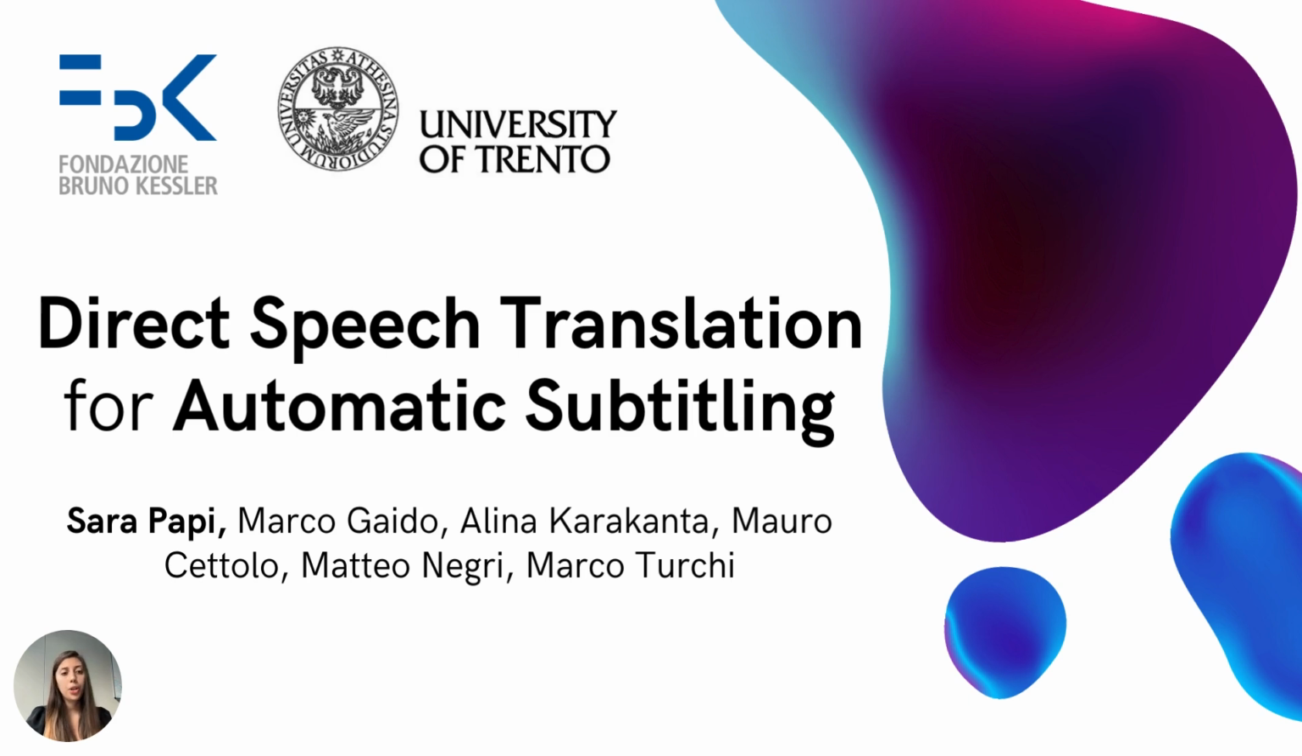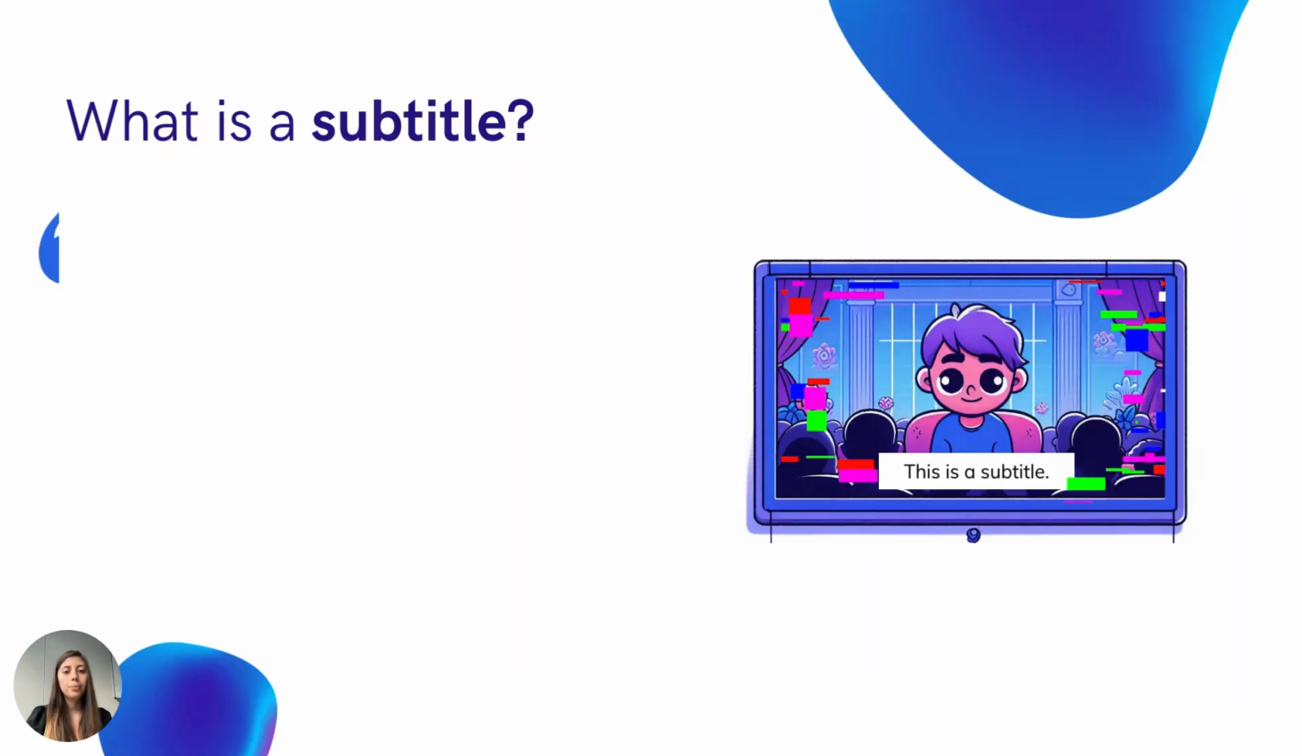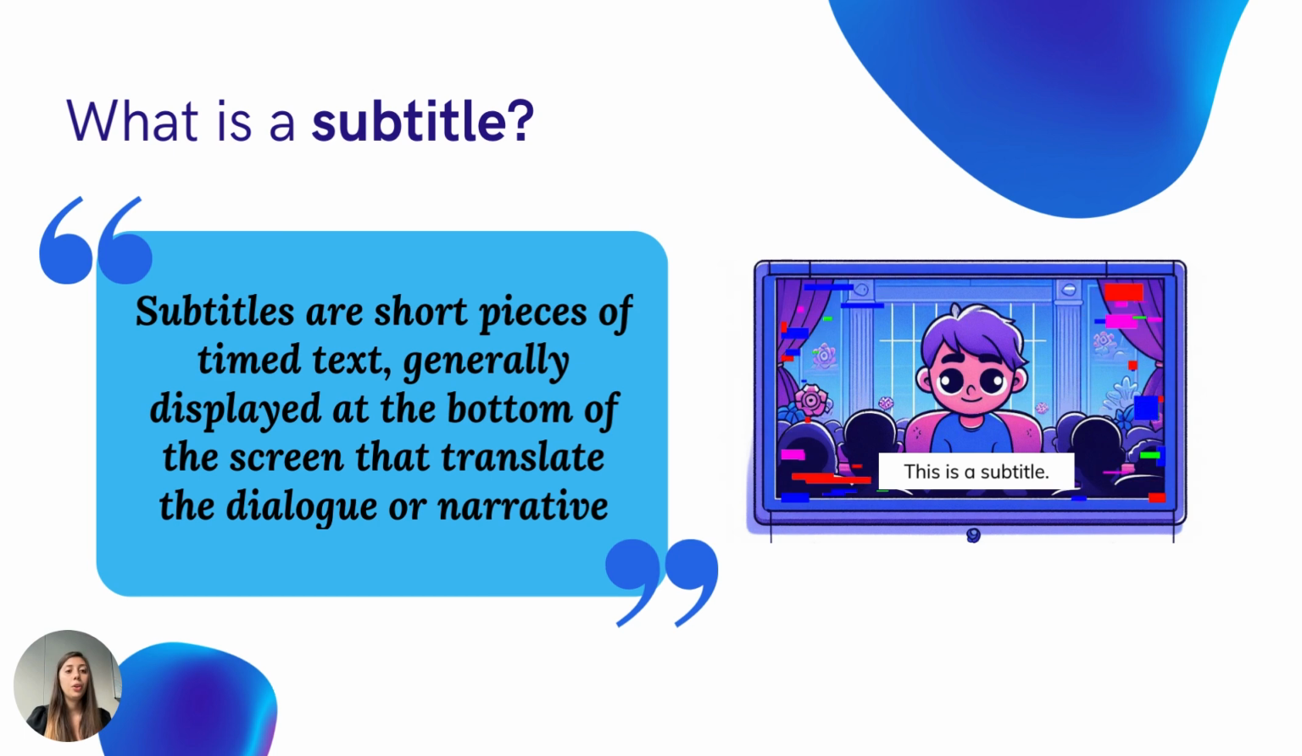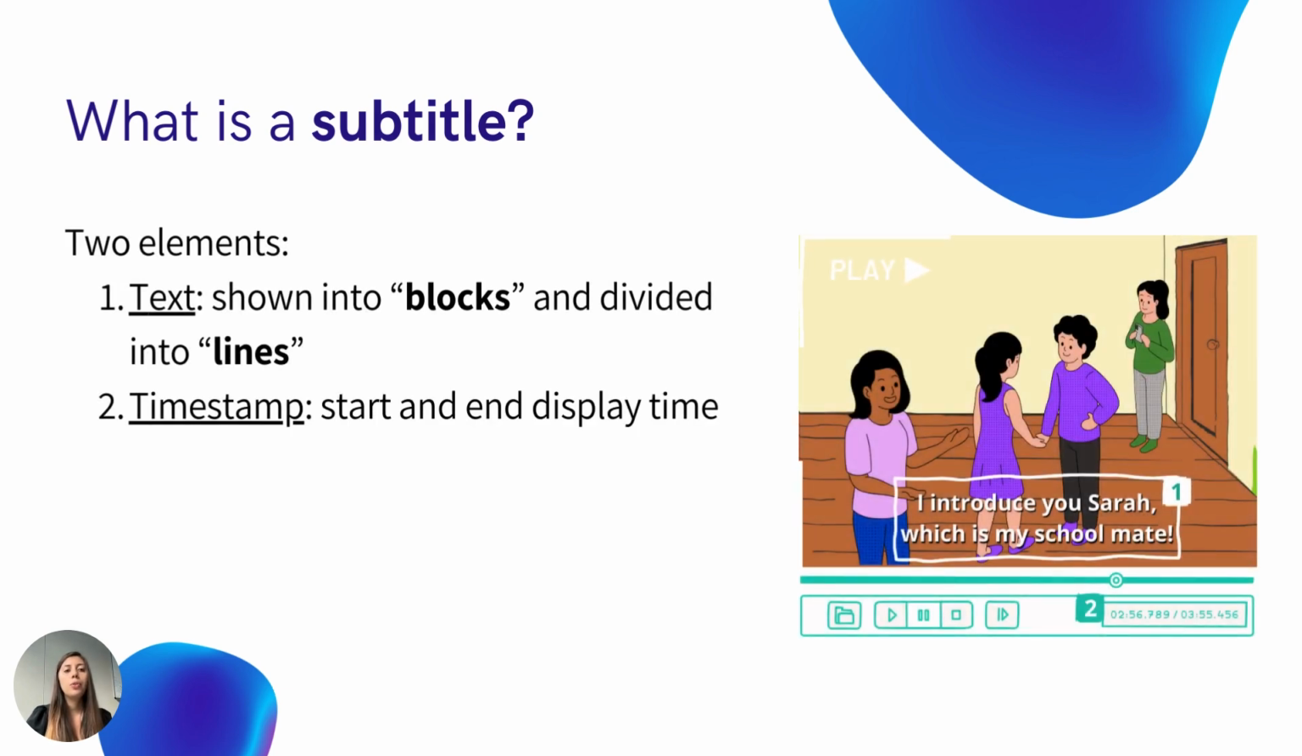I will start with the question, what is a subtitle? A subtitle is a short piece of timed text that is generally displayed at the bottom of the screen and that translates the dialogue or the narrative. So a subtitle is composed of two elements. The first one is the text that is shown in blocks and divided into lines. And the second one is a timestamp, that is the start and the end display times.